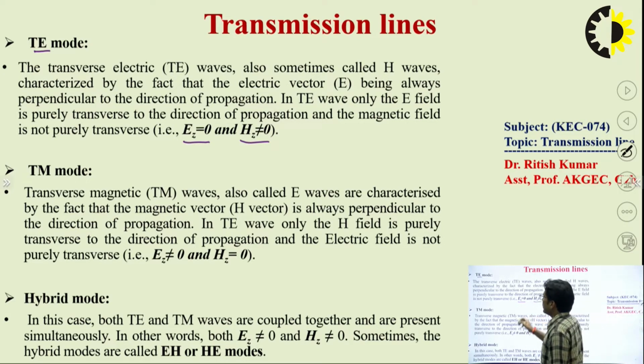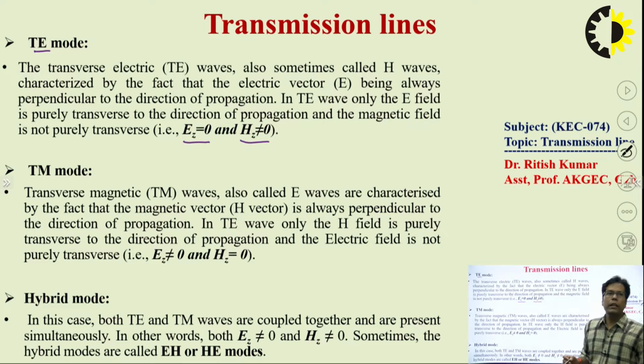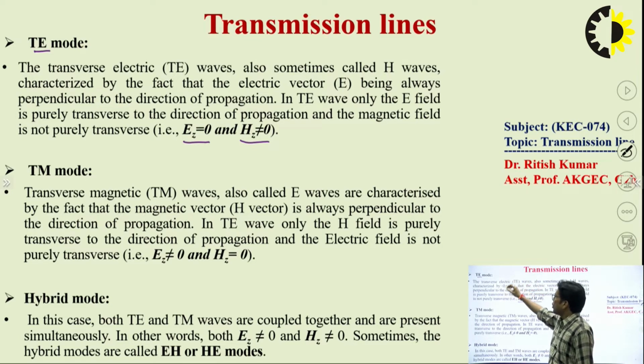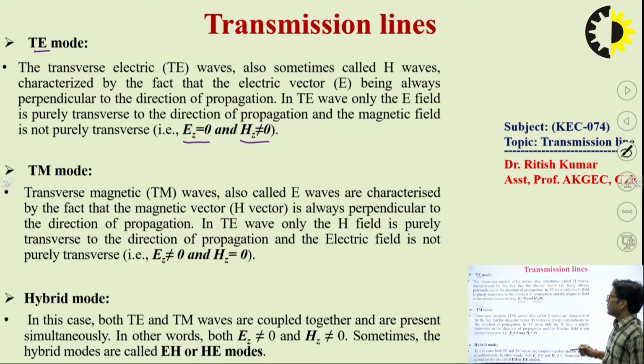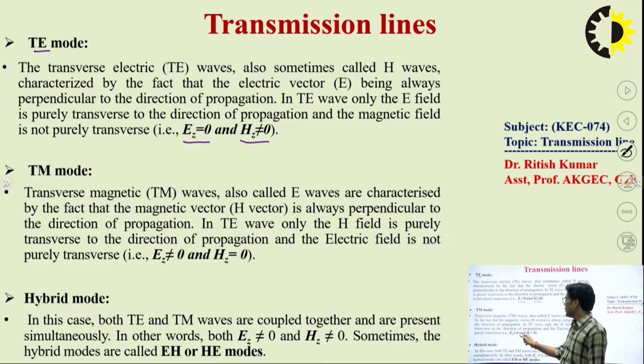The second one is the TM mode, that is transverse magnetic mode. These two modes are complementary by nature, so everything is replaced: the electric field is replaced by the magnetic field. So in the case of the TM wave, the H field is purely transverse to the direction of propagation and the electric field is not purely transverse. As we have mentioned here, Ez is not equal to 0 while Hz is equal to 0. So these are complementary by nature.